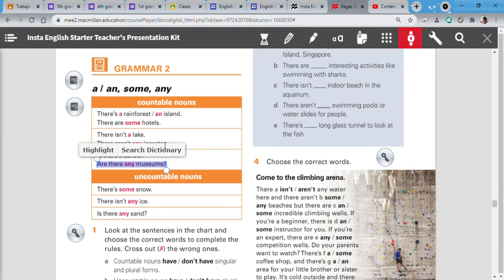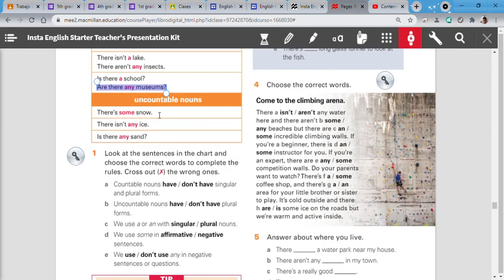So that's very easy. Now let's see uncountable nouns. Remember, when I say uncountable, it's because it's impossible to count. There's some snow, or there isn't any ice. Is there any sun? Okay, be careful. And also, the uncountable noun goes in singular, not in plural.